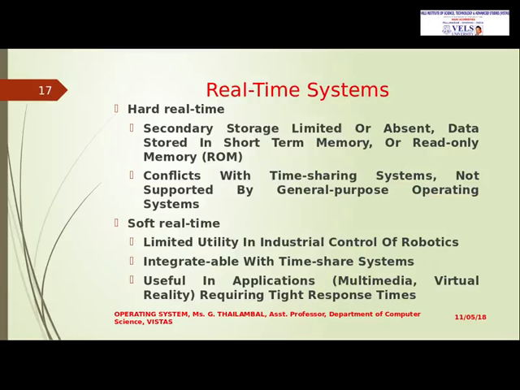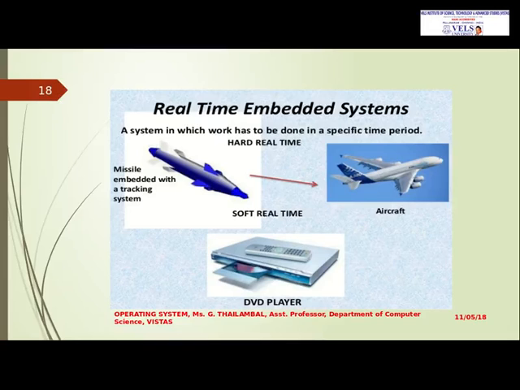And the soft real-time system has some limited utility. Not all industries are using it, particular industries are using it, especially for robotics, and it can be combined with time sharing systems also, and it is mainly used in multimedia and virtual reality. It requires some tight response. Movies come under real-time systems. And an example is given.